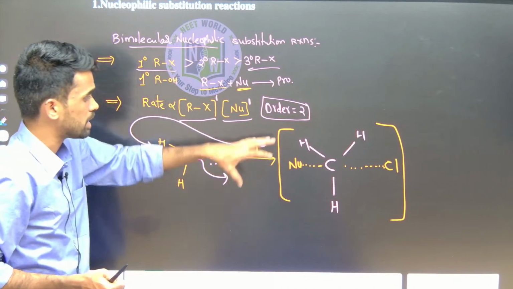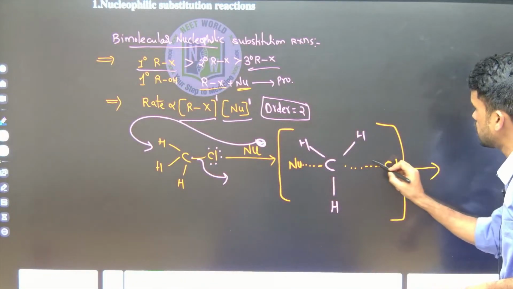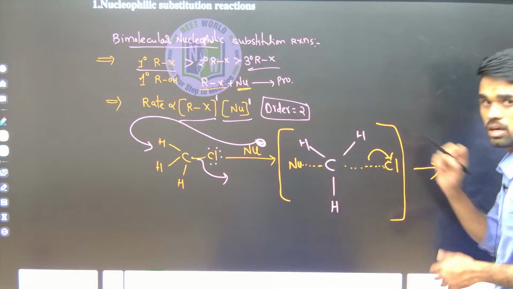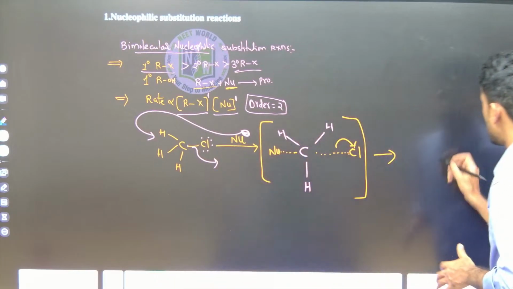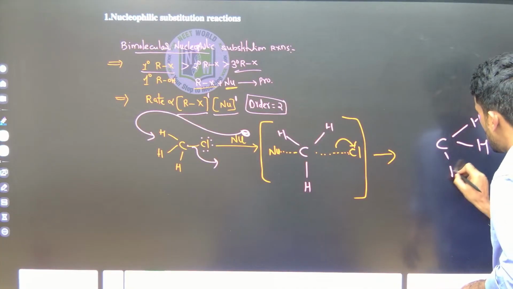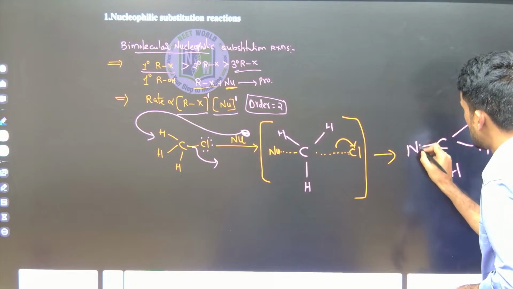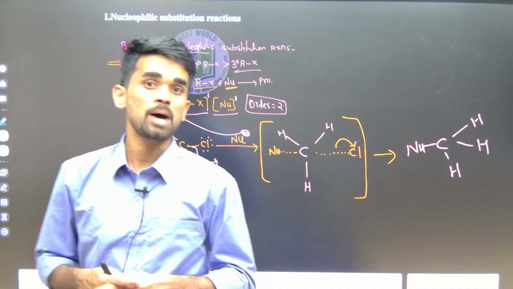Now, if it is coming from the exactly opposite side, what is happening here? Slowly the chlorine goes out, and the nucleophile makes the bond perfectly, so that you get carbon with these 3 hydrogens in this manner and a nucleophile over here like this. Okay. So this is called umbrella inversion. What I am saying? Umbrella inversion.